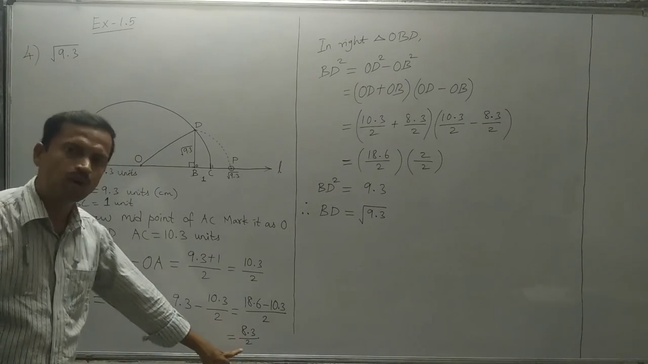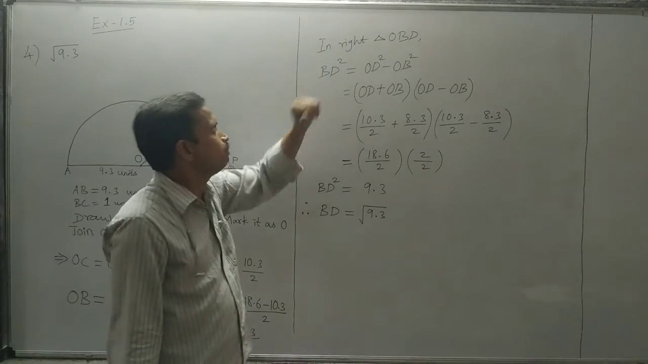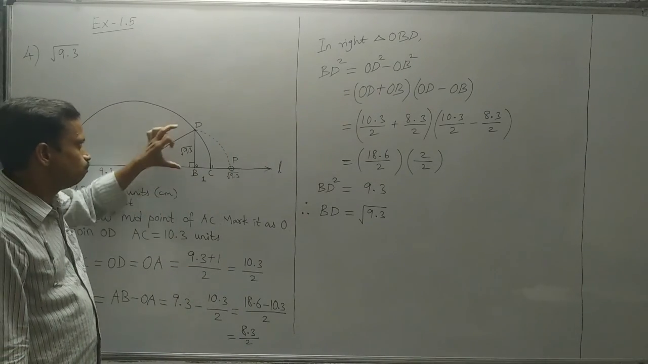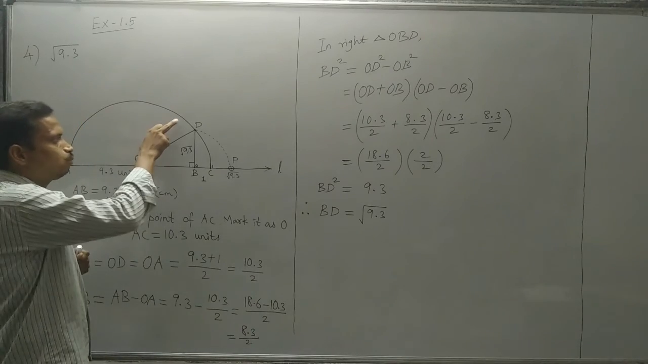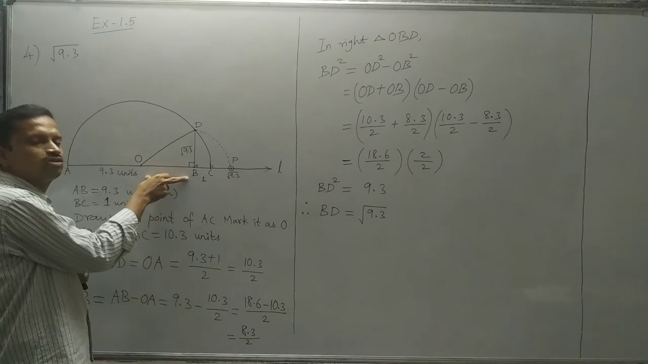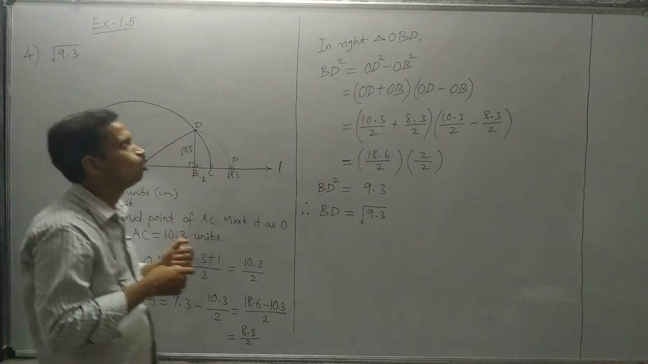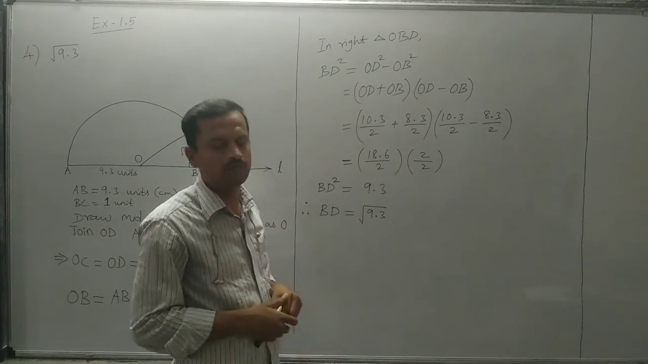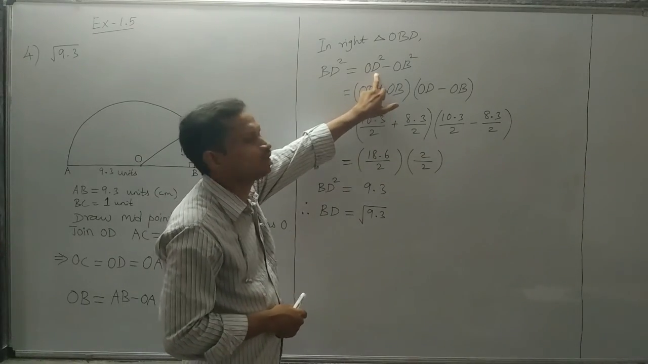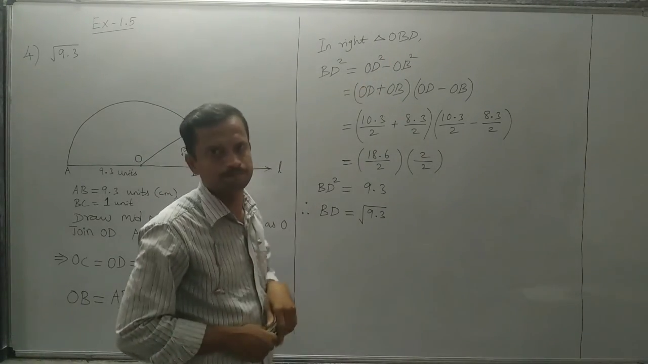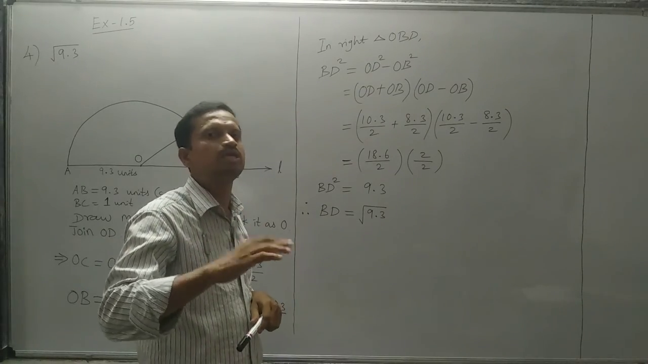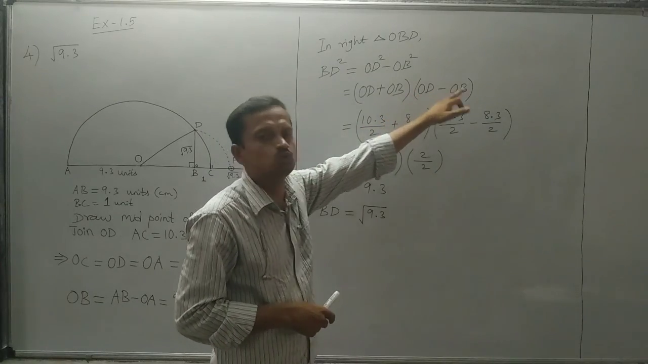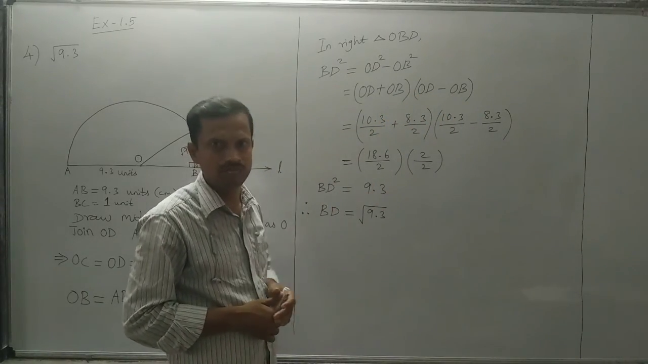OB is 8.3 by 2. And now coming to the right triangle OBD, you see here, right triangle. BD square is equal to the hypotenuse square, OD square, minus OB square. So BD square is OD square minus OB square. You can write by Pythagoras. And this is of the form A square minus B square, so we have to write it as A plus B into A minus B. So OD plus OB into OD minus OB.